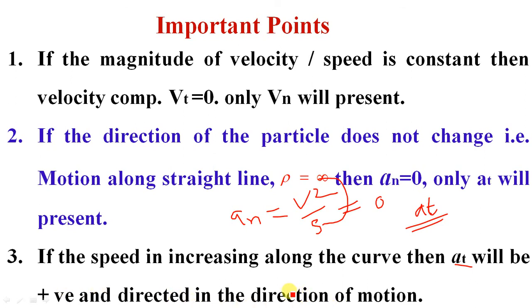If the speed is increasing along the curve, then at will be positive, directed in the direction of motion. So at will be positive if the speed of the vehicle increases along the curve. So these are some important points, friends. You have to remember these important points.